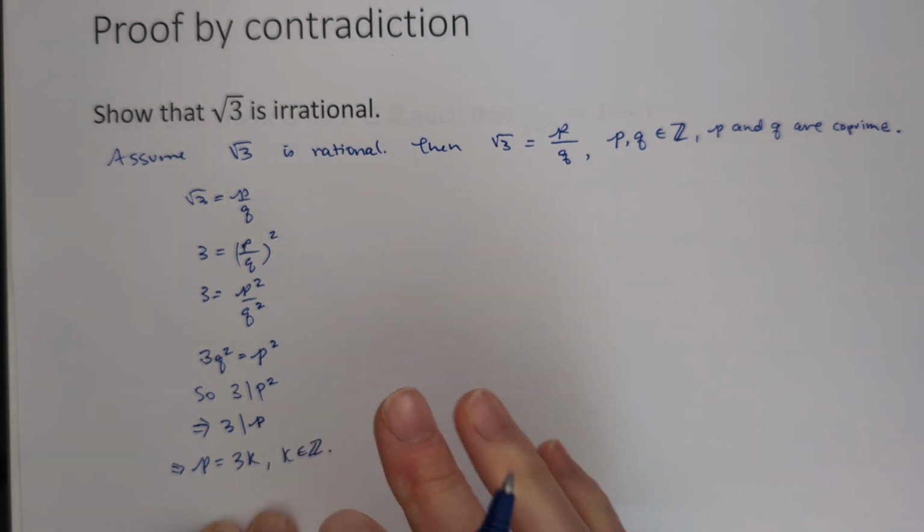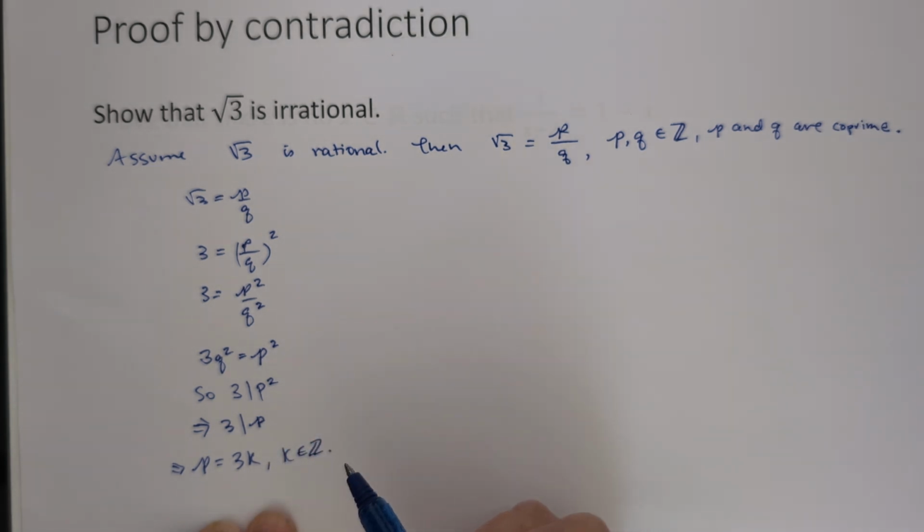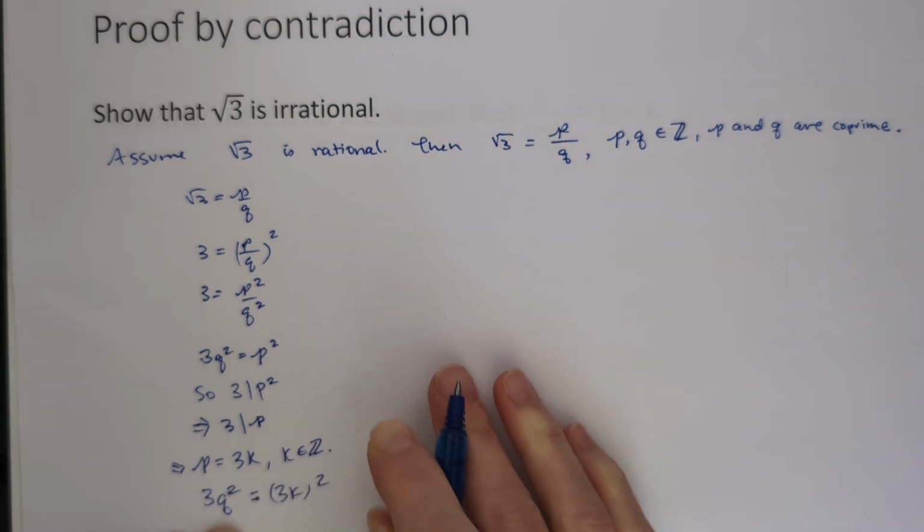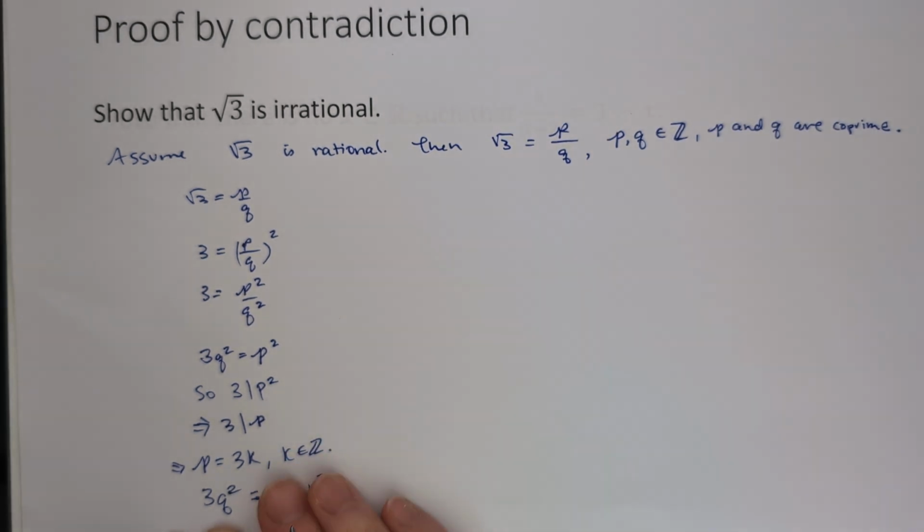These are things that come up a lot. If you know that 3 divides p squared, then p equals 3k for some integer k, and you can write that 3q squared equals p squared, which is equal to 3k squared. So 3q squared equals 3k squared. I'm going to now go up here for the sake of space.